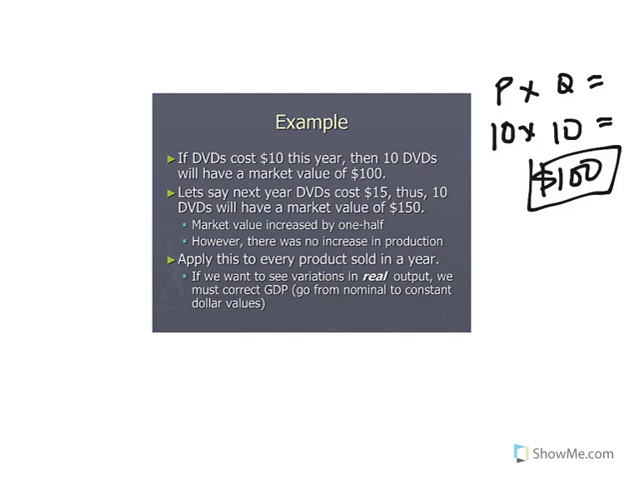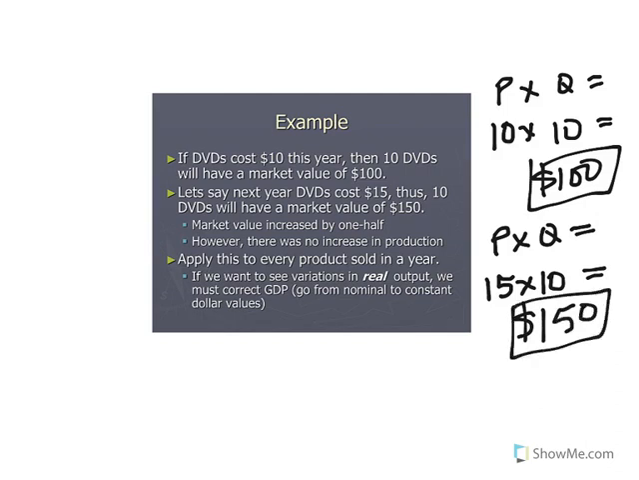And at the same time, we still produce the same number of DVDs. We still only produce 10 DVDs. So for the following year, again, looking at the nominal value of output, you would do price times quantity. So now the price is $15 multiplied by the quantity. We have a nominal value of $150. So compare those numbers. In other words, one year we produce $100 worth of output. The next year we produce $150 worth of output.